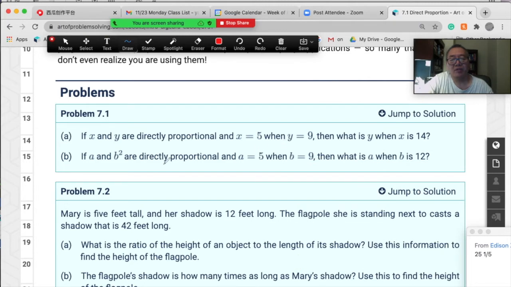Now let's do B. If A and B square are directly proportional and A equals 5 when B equals 9, then what is A when B is 12? So first they tell you it's proportional. Then A equals 5, B equals 9. Then they give you B equals 12, and ask you what is A. Okay, everybody do it. Then send me your answer.